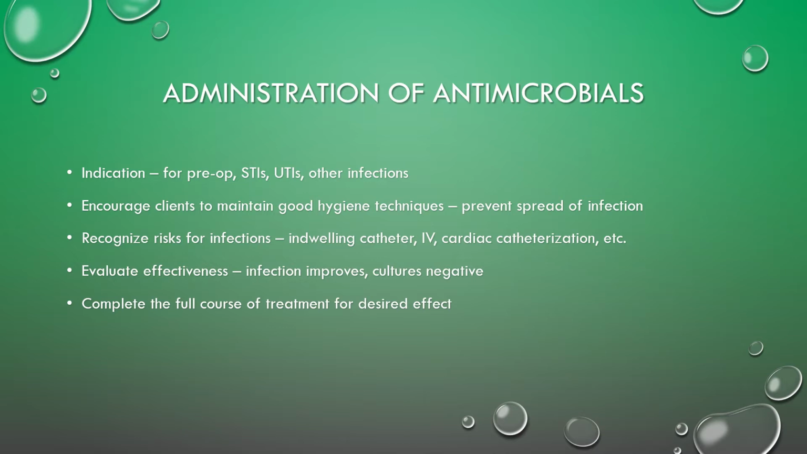Then we're going to need to evaluate our effectiveness. So we need to reassess our client. Has the infection improved? And are our blood cultures of the microbe now negative? So usually we'll take a set at the beginning of therapy, and then we will take another set to evaluate the effectiveness of therapy to make sure, ideally, that the culture should no longer produce that microbe. So they should be negative. And then make sure that the clients are completing their full course of their antibiotics or treatment in order to produce their desired effect and to prevent resistance of microbes.